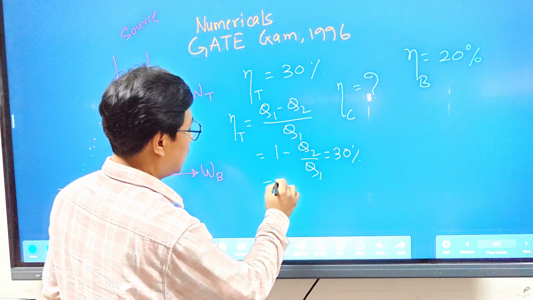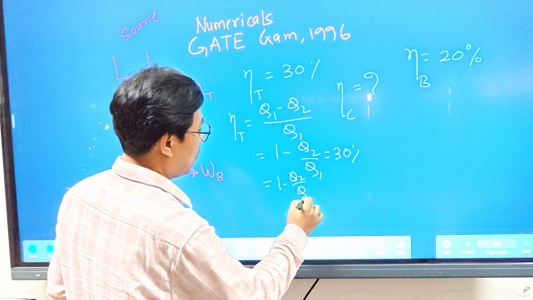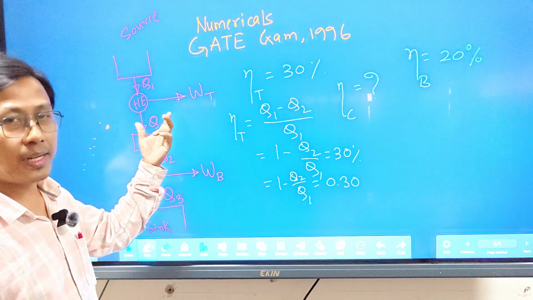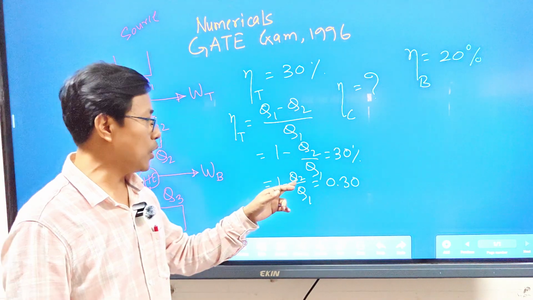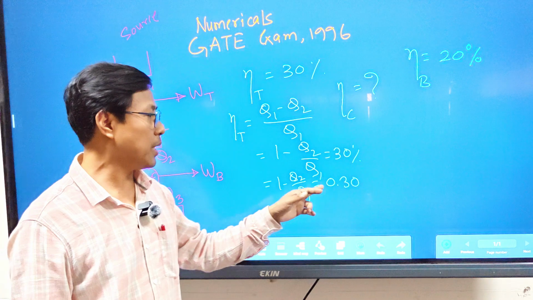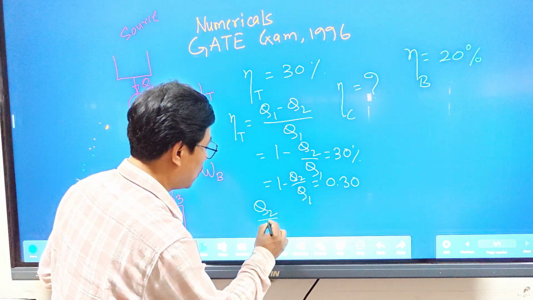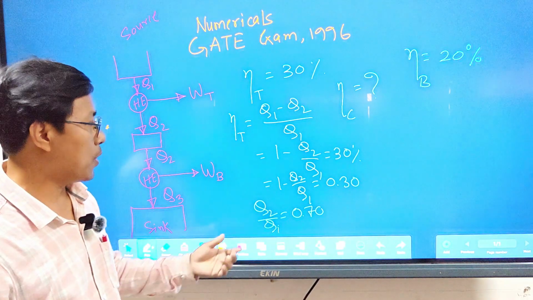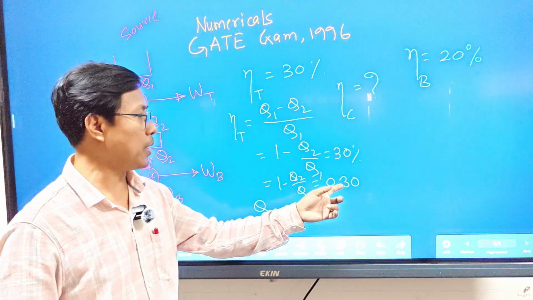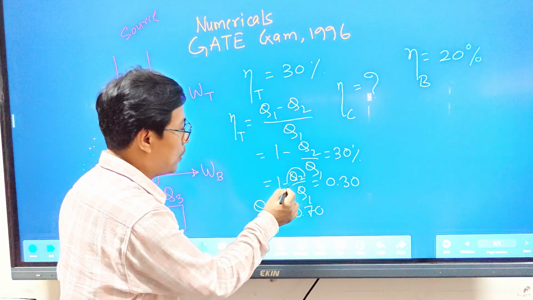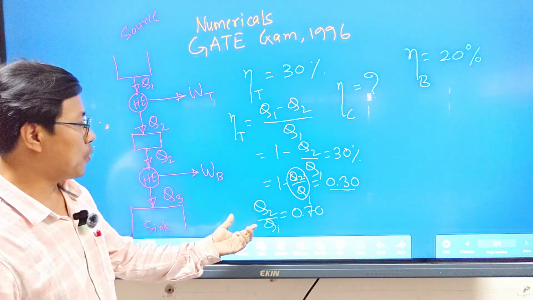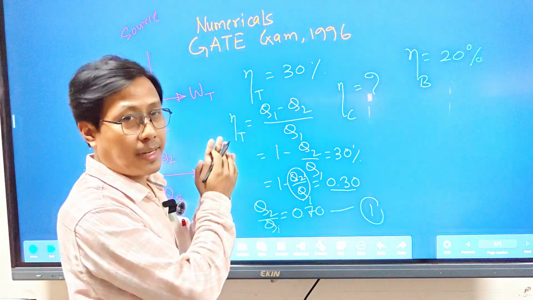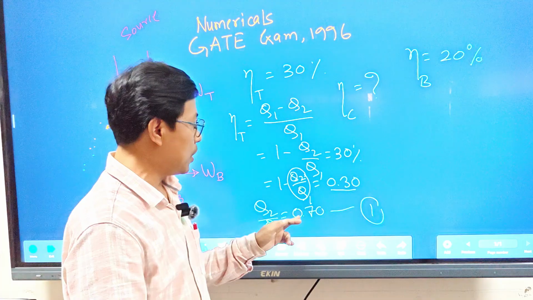So we have 1 minus Q2 by Q1 equals 0.30. Clear? So considering the first heat cycle, the efficiency equals 1 minus Q2 by Q1 equals 0.30. Using this equation, we can understand that Q2 by Q1 has a value of 0.70. Because 1 minus Q2 by Q1 equals 0.30, that means Q2 by Q1 becomes 0.70. So this is our first equation. For the first heat cycle, we found Q2 by Q1 equals 0.70.